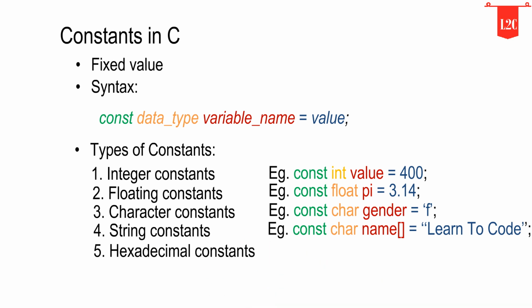Fifth, hexadecimal constants. The number system which consists of 16 digits, from 0 to 9, and alphabets A to F, is called the hexadecimal number system. The constant hexadecimal values can be declared as const hex equals 0x40. It is the hexadecimal equivalent of digit 64 in the decimal number system.